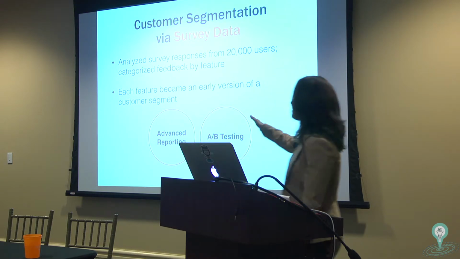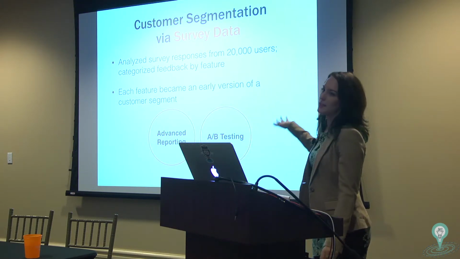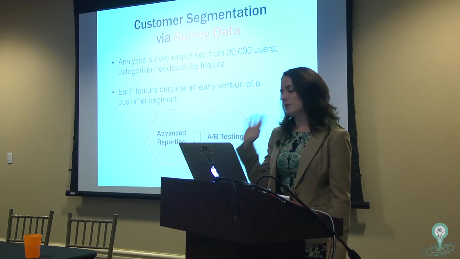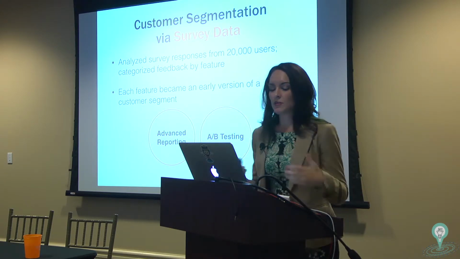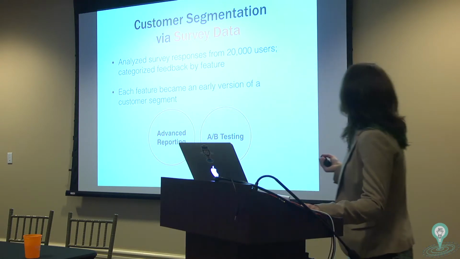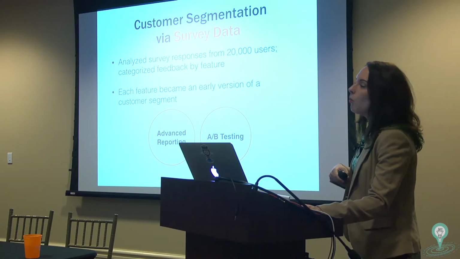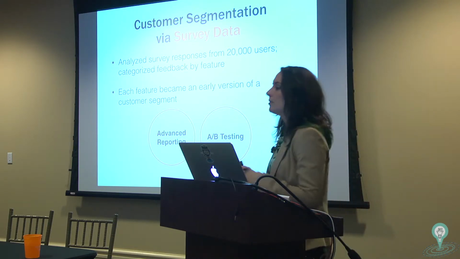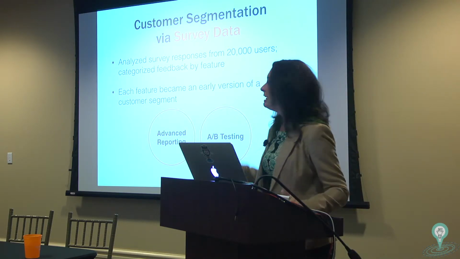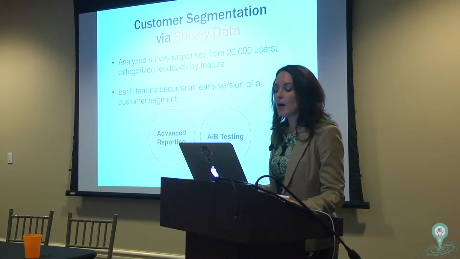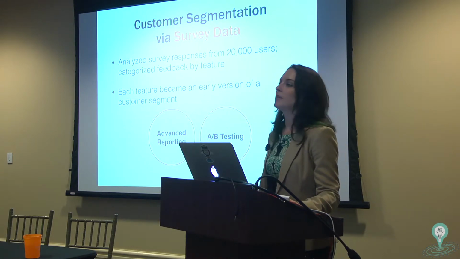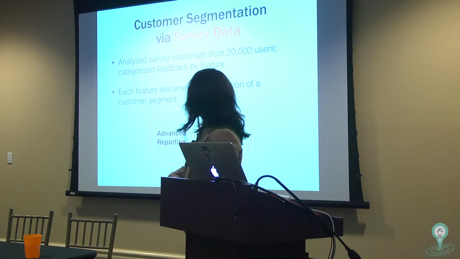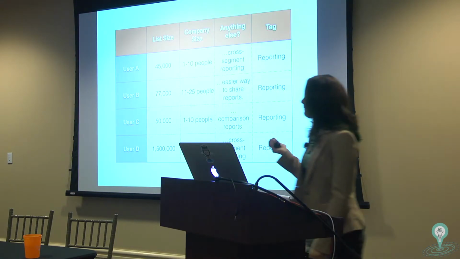And so up here you can see that I've got advanced reporting and A/B testing as the two segments. There were several other ones, but these are the ones I want to talk about today. So what did this look like? Anytime someone made a comment about wanting more advanced reporting tools, so maybe they wanted to export differently, or they wanted to segment their reports differently, we'd tag it with reporting. Same thing for A/B testing. If someone said something like, well, I'd really like to test more things, we would tag that. And this is just an idea of what this looks like.